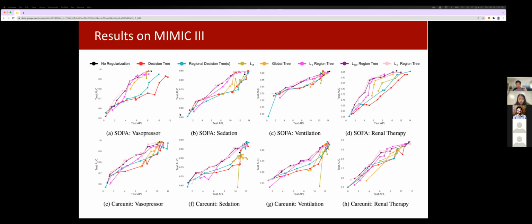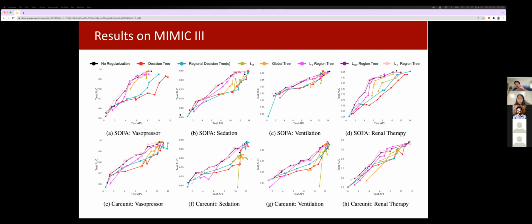So again, the x-axis here is average path length, simulatability, and the y-axis here is performance, so the area under the curve on a test set. And every point represents a model. Every line represents a model family. So all the light blue lines are all regional decision trees. All the red lines are decision trees.